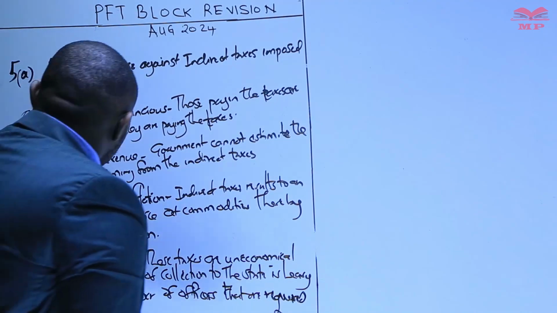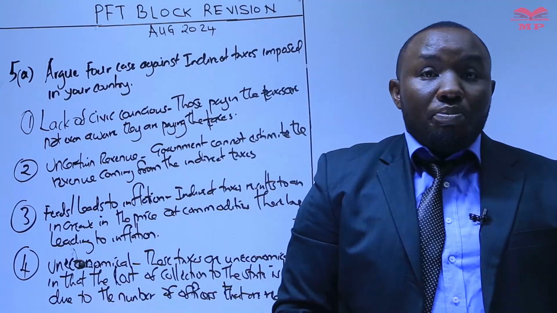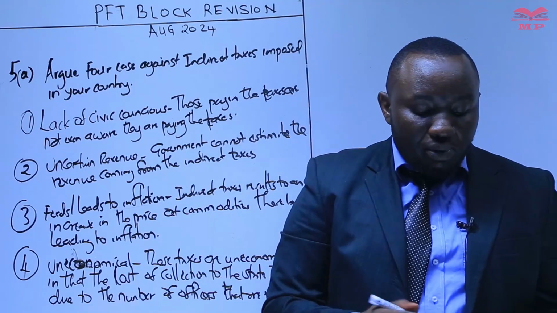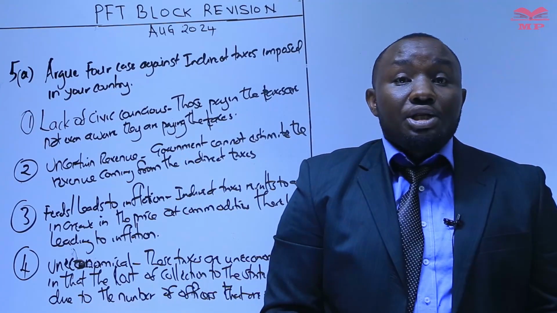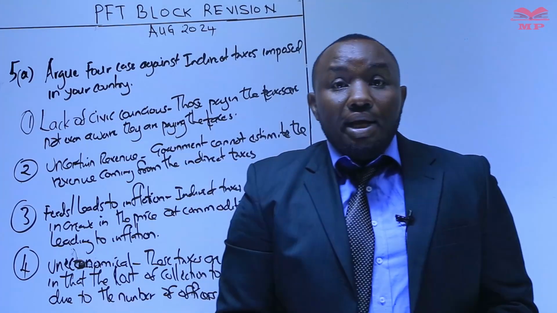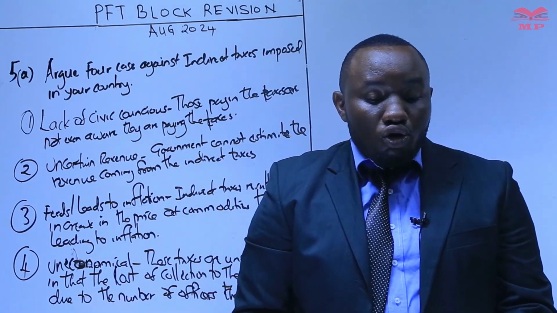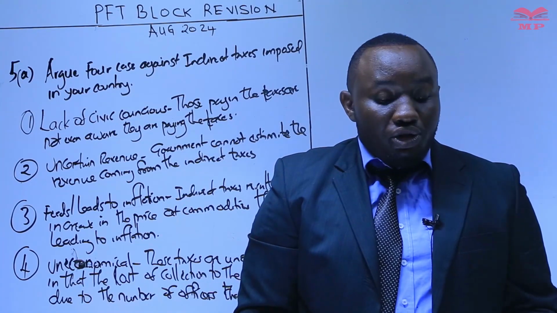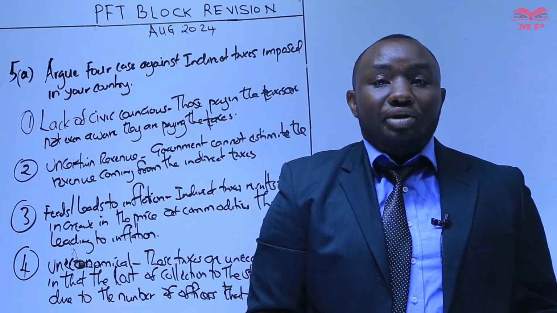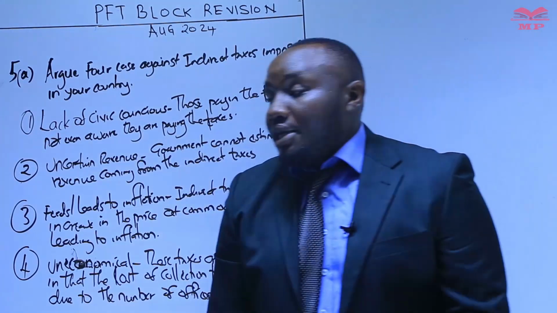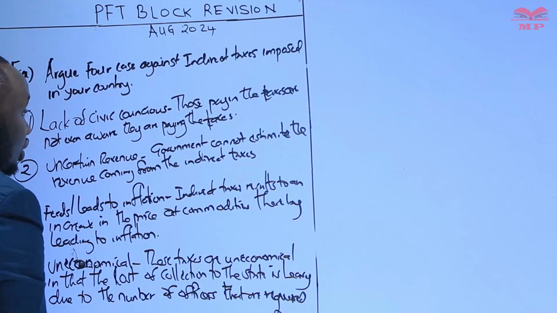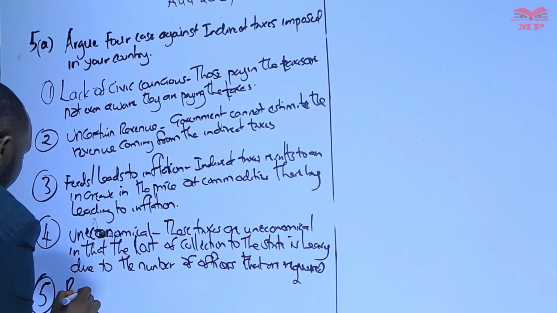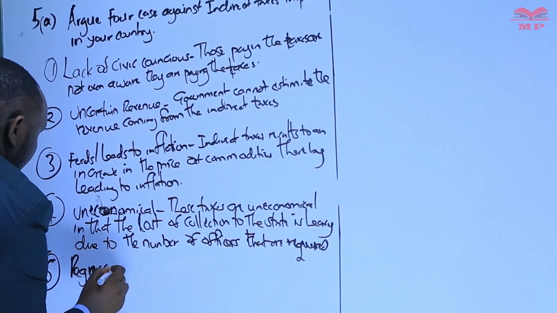And lastly, very important as an additional point, we talk about what we call regressive. They are regressive in nature. The rate of VAT, for example, is 16%, and that applies to both the rich and the poor. At the end of the day, in a society, the higher number of people are the poor. So the poor end up paying more burden than the rich. That is what we call regressive. So we can add that as an additional point: number 5, regressive.